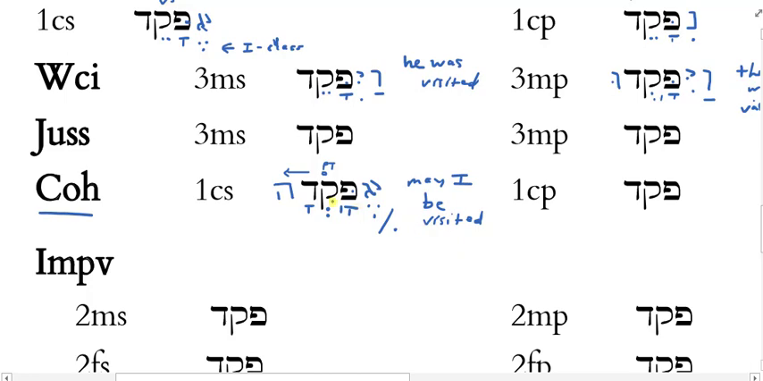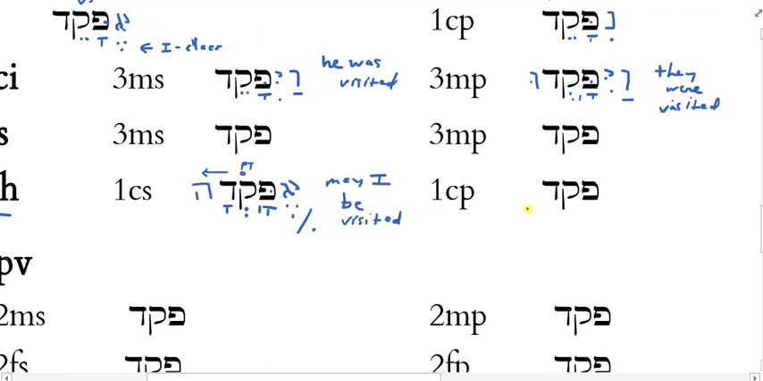Eppaqedah. What would the first common plural cohortative look like? Well, the imperfect first common plural in the Niphal is nipaqed. What am I going to add to make it cohortative? Add a qamets he. What's going to happen to my sere here? It will reduce to a vocal shewa, and I'll get a metheg here.